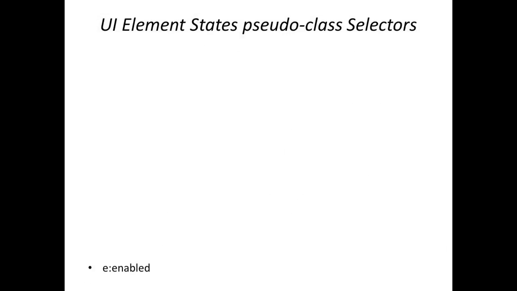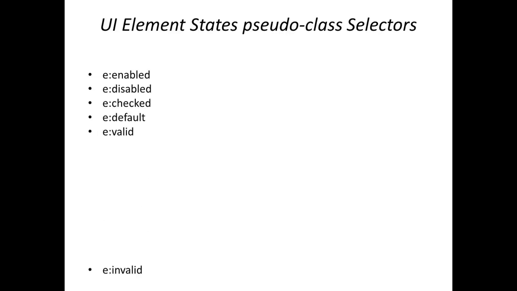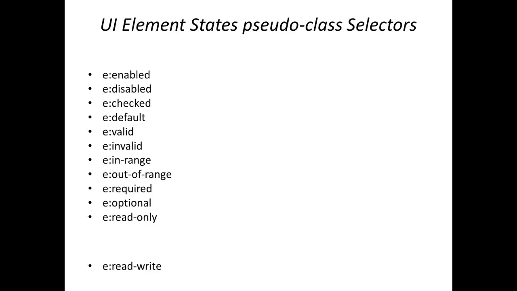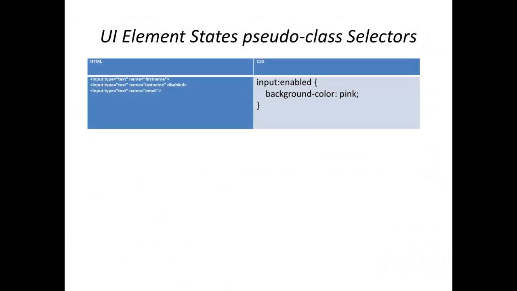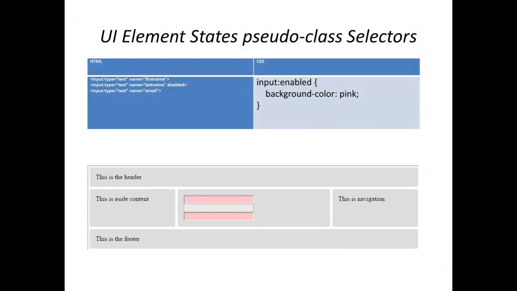Okay, so the UL element states, these are pseudo-class selectors. And we have, whatever the div tag is, enabled, disabled. We're just going to go over some of these form elements here. We're not going to go over all of them, just a few of them for the sake of time. So here we have input enabled, and then we say background color of pink.